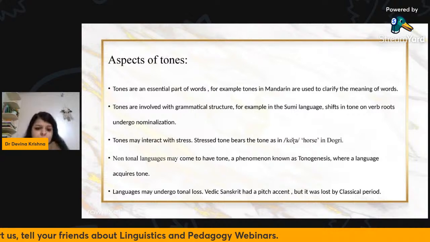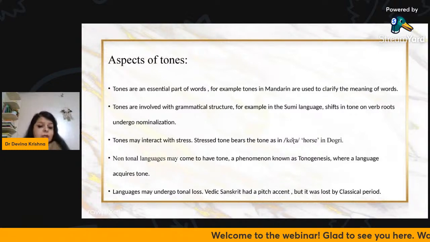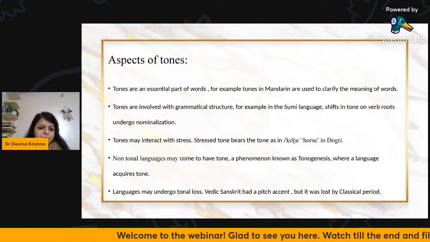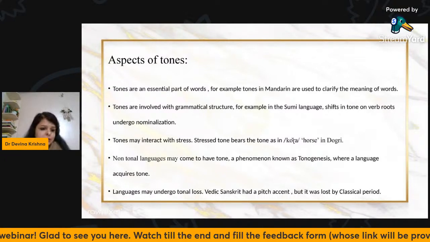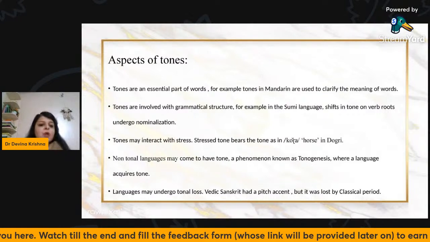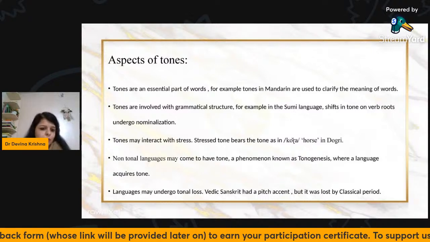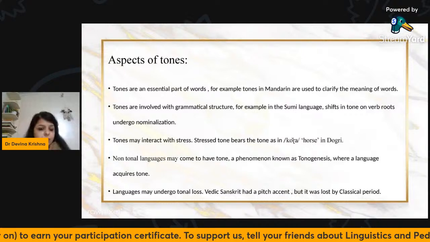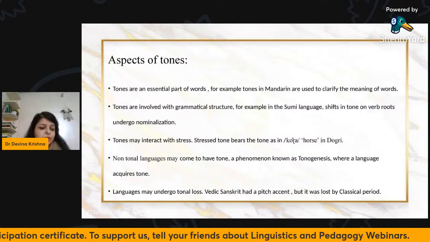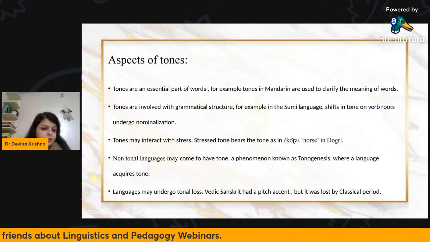So the syllable which is stressed bears the tone in Dogri. And the stressed syllable is the one which is more prominent as compared to the other syllables which are not as prominent. Then there's something called tonogenesis. What happens is that non-tonal languages may come to have tone, a phenomenon known as tonogenesis, where a language acquires tone. So this is just an aspect related to how tones arise. The whole phenomenon is known as tonogenesis, or birth of tones, or genesis of tones.